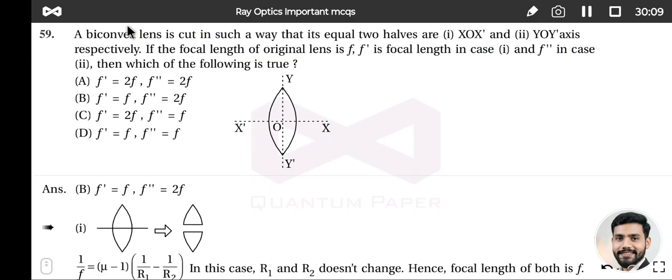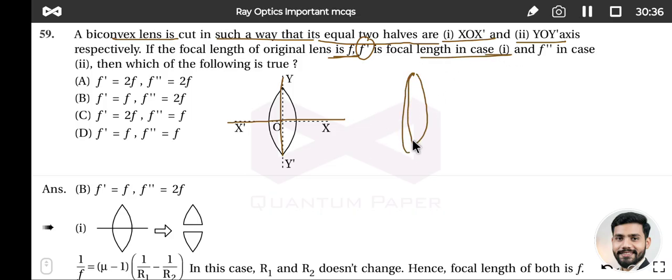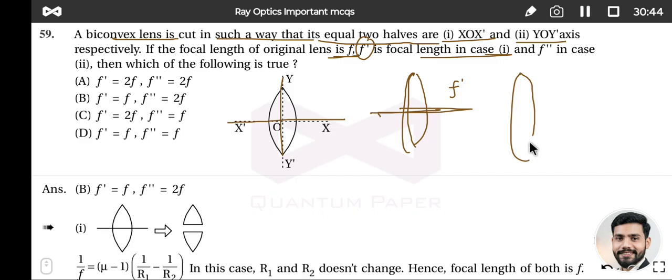Next question, a biconvex lens is cut in such a way that it forms two equal halves, first along XOX dash and second along YOY dash. Okay, so this is a lens. First part we are cutting like this and second part we are cutting like this. So what is the focal length? Original focal length is f, and f dash is the focal length of the first case. Means when we are cutting this lens like this, then whatever focal length we will get of the new part, that is f dash, and whenever we are cutting like this vertically, that focal length is given by f double dash.